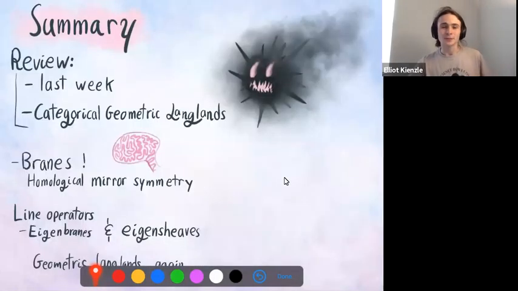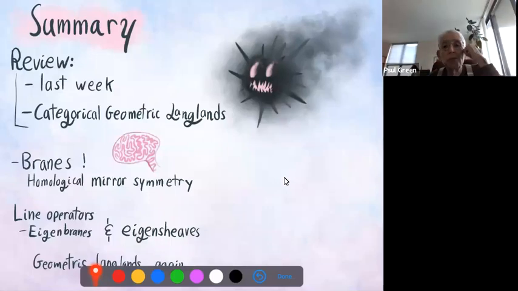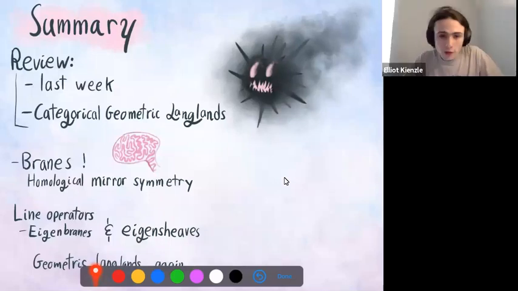So just as a little summary of what I'm going to be saying today, I'll start with a review of what I did last week and the categorical formulation of geometric Langlands that Stephen talked about, I don't know, 3 weeks ago now. And then I'm going to move on to talk about branes, defining what they are and how to deal with them, and then homological mirror symmetry as a relation to that, which is the categorical formulation of mirror symmetry. And it's going to relate very nicely to that of the geometric Langlands.